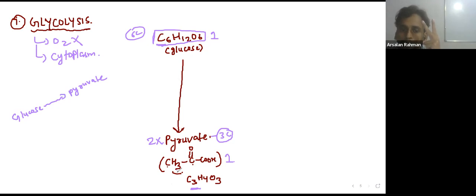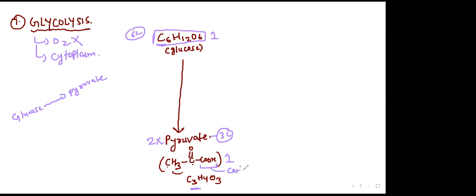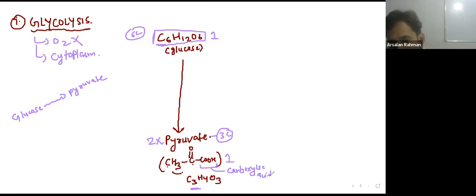What is the formula of pyruvate? CH3 C double bond O COOH. What is COOH? This is carboxylic acid. You will study this in chemistry. And what is C double bond O? This is called ketone. You will study all these in the chapter on carbon and its compounds in chemistry. You don't have to worry about this.